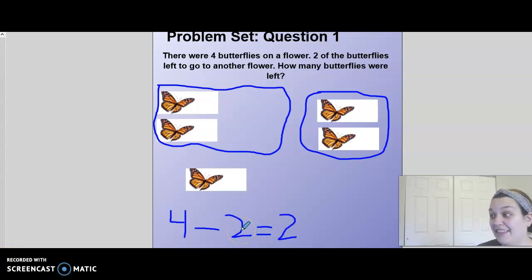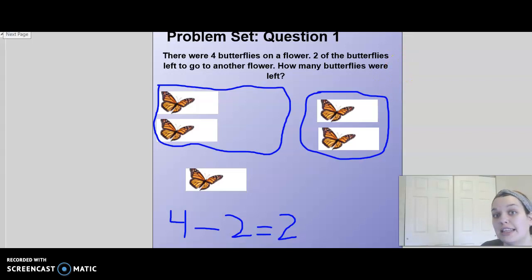Okay, let's check our work. So we had 4. That's why I put the 4 first, because that was my whole. Minus 2, because 2 flew away. And that left me with 2 on the other flower. And my picture matches it. If I put my fingers up, 4 minus 2 equals 2.